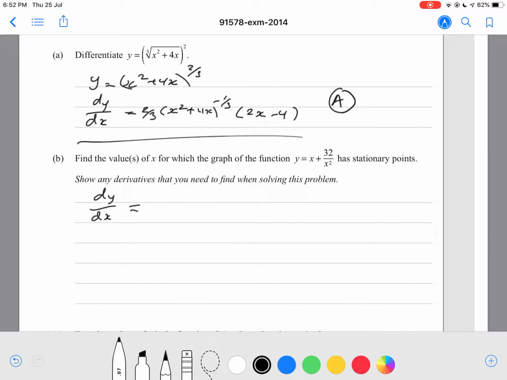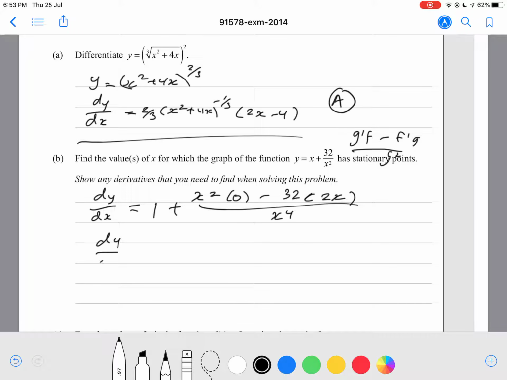So dy over dx, the derivative of x is just 1. So 1 plus, once again, the quotient rule: g dash times f minus f dash times g, over g squared. So basically that would become x squared times 0 minus 32 times 2x, over (x squared) to the power of 2, so that becomes x to the power of 4.